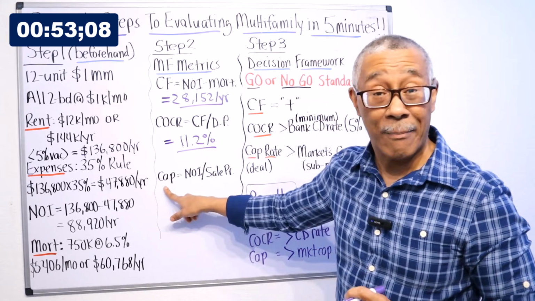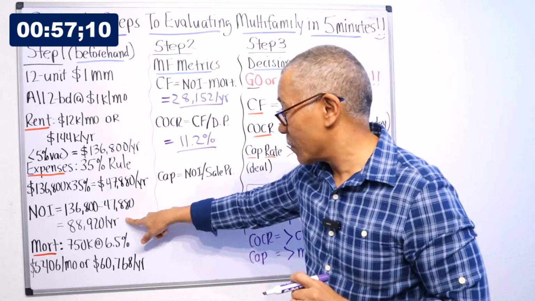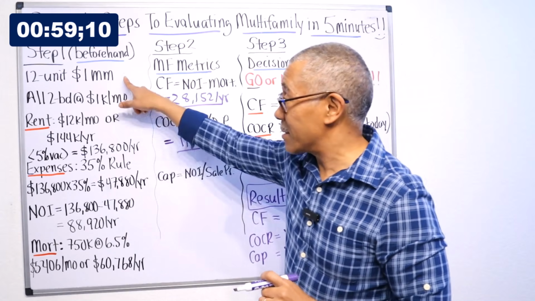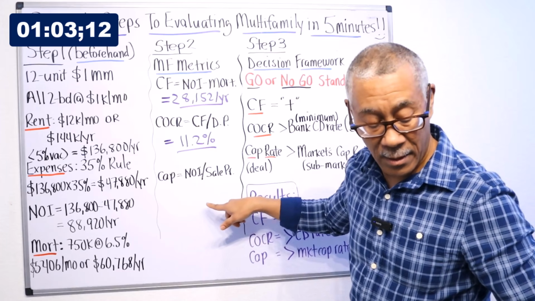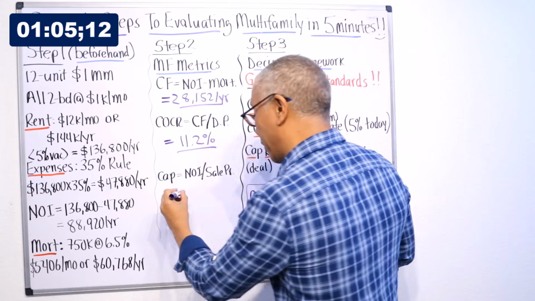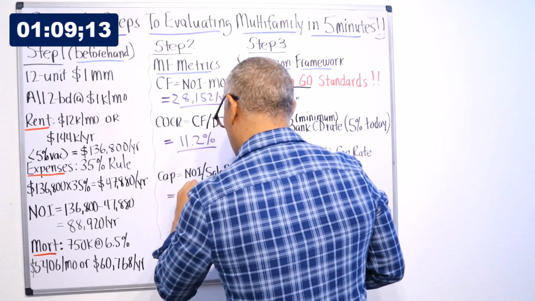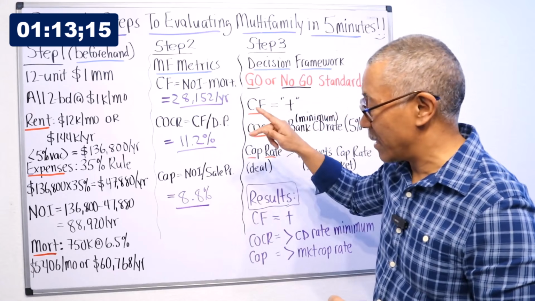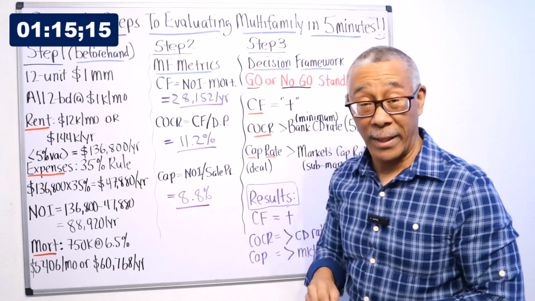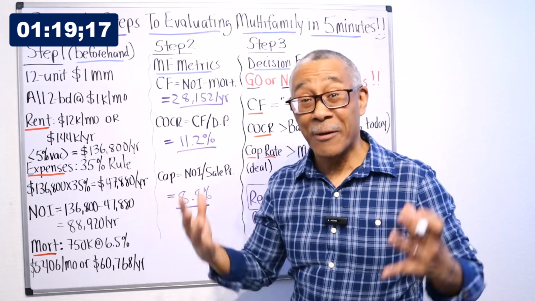And lastly is the cap rate. The cap rate is defined as the net operating income divided by the sales price. Okay, and I got the math right here. All right, and 8.8%. All right, there you go. So we have the cash flow, cash on cash, and cap rate. What do you do with this information? All right, what do you do with it? Okay, here's what you do.